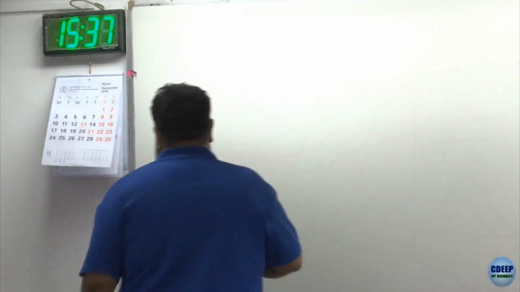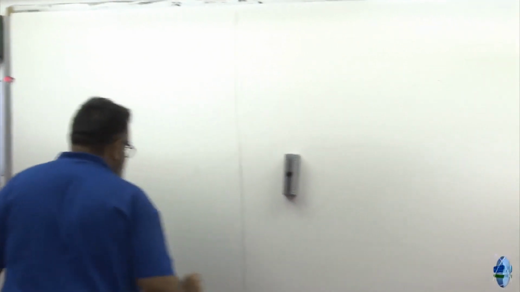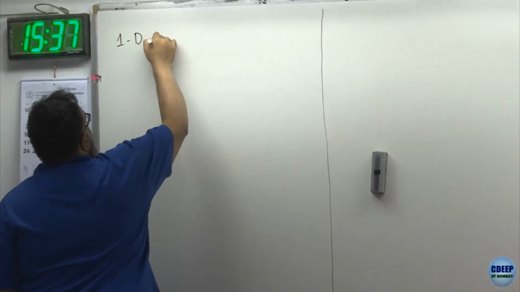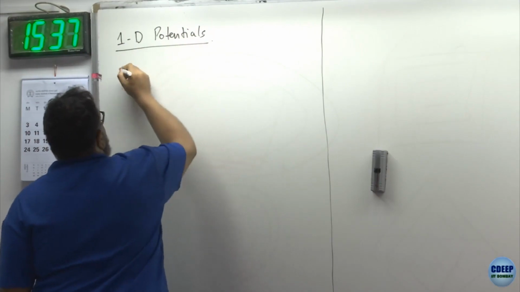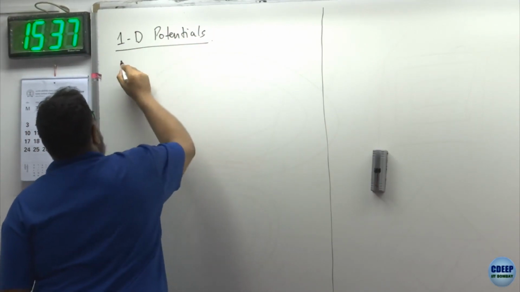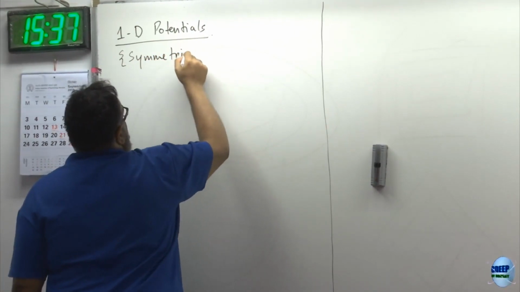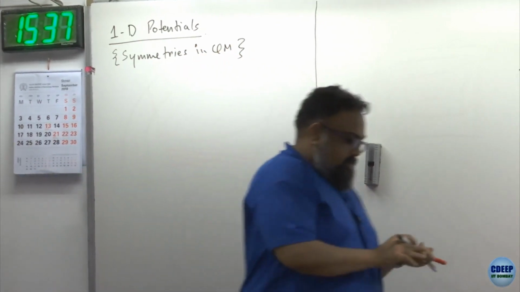So today's class, and essentially the theme for several classes after today, is again 1D potentials, right? But essentially, I will use 1D potentials as an example of studying symmetries in quantum mechanics, right? So this is essentially the central theme. It's a very powerful organizing principle for quantum mechanics, for classical mechanics, and everything in between.